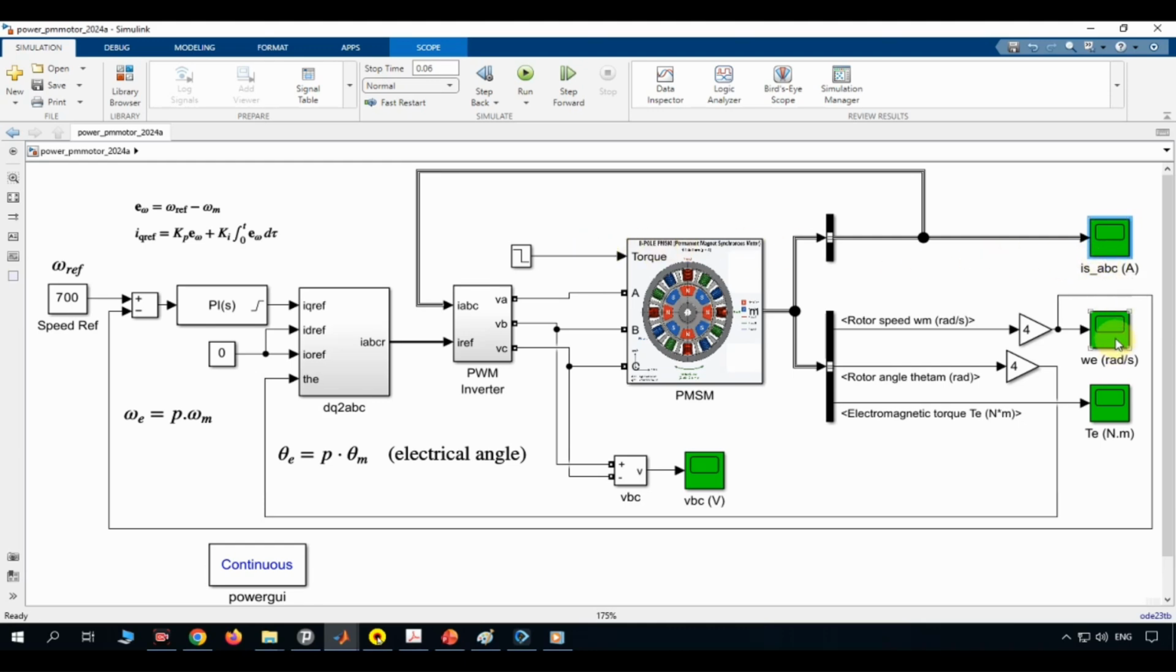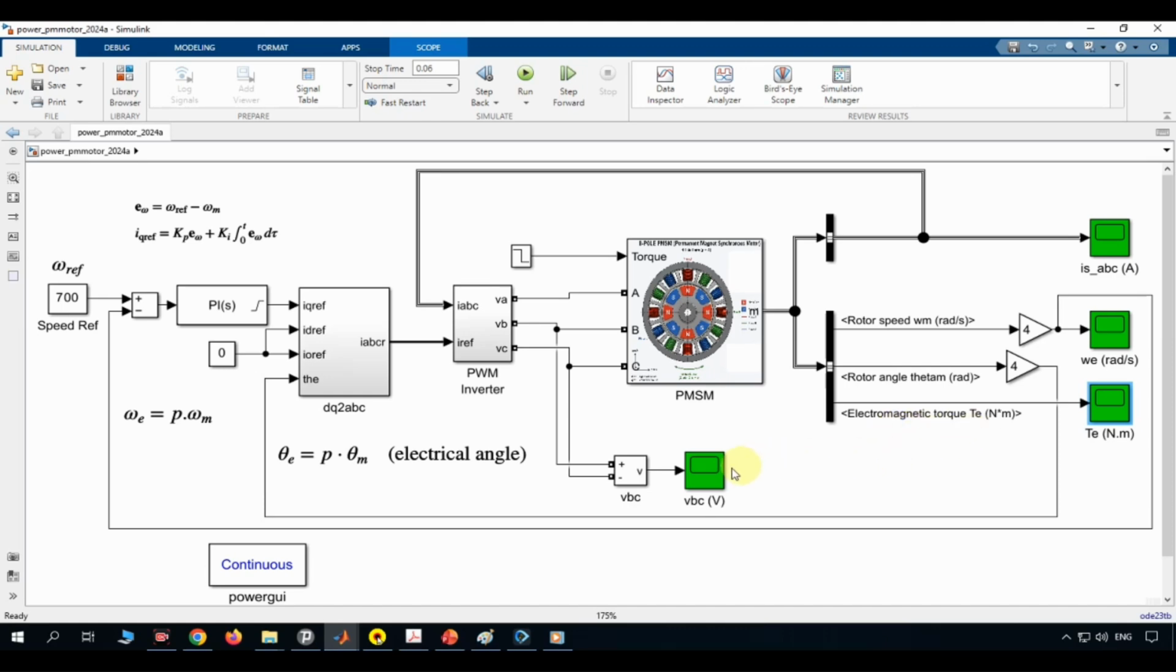Second, omega E, the electrical speed. Since this equals pole pairs times mechanical speed, it should settle around 2,800 radians per second once the mechanical speed reaches 700. Third, TE, the electromagnetic torque developed by the motor. This should track the load torque, but with much faster dynamics, and you'll likely see high-frequency ripple riding on top of it. That's the price we pay for hysteresis switching.